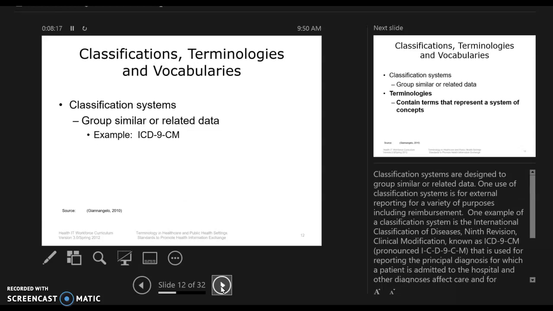Classification systems are designed to group similar or related data. One use of classification systems is for external reporting for a variety of purposes, including reimbursement. On this slide, you see an example of ICD-9. We're currently on ICD-10.